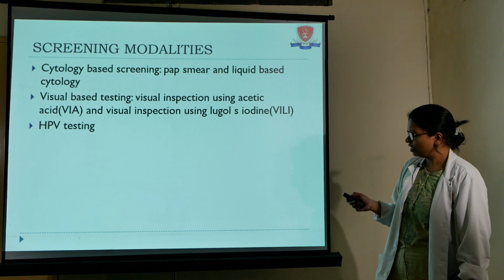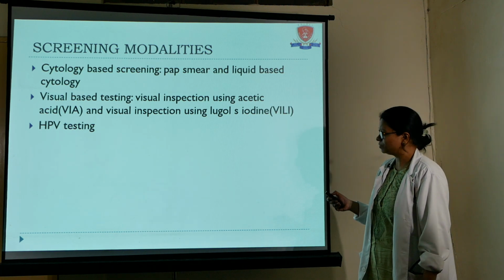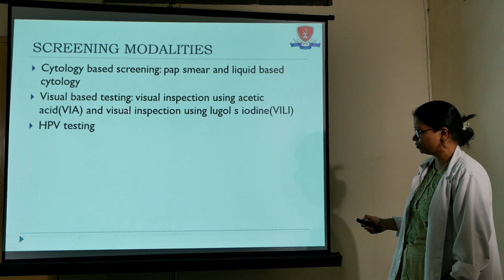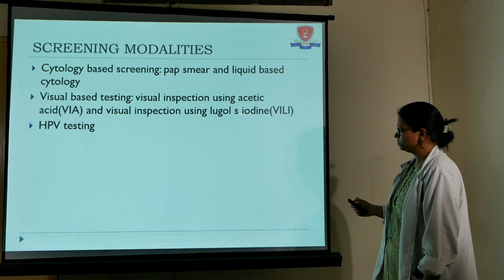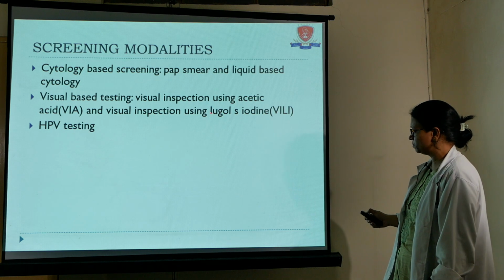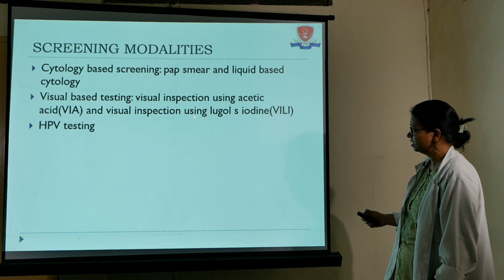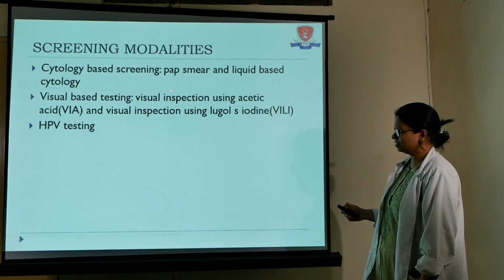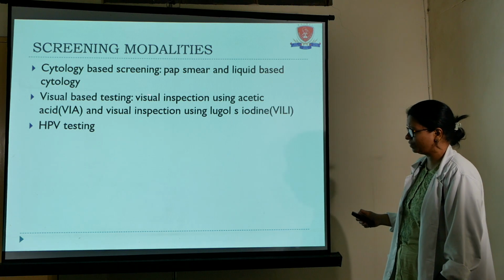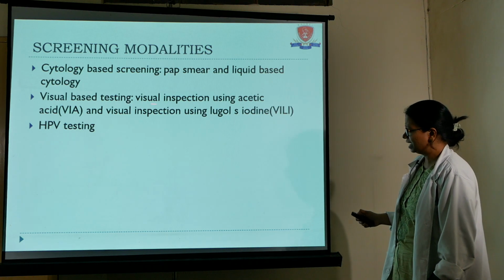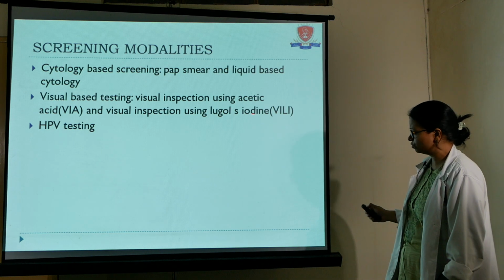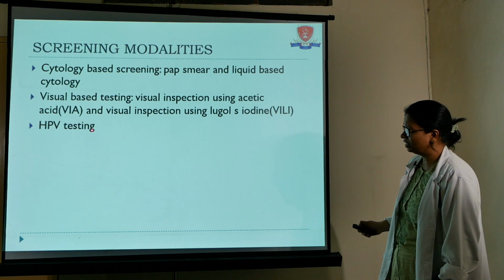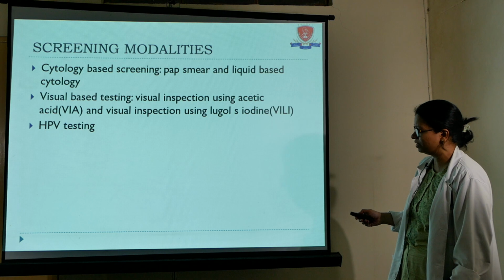So we have cytology based screening, that is pap smear and liquid based cytology, and visual based testing, that is visual inspection using acetic acid and visual inspection using Lugol's iodine. This is for poor settings where we don't have adequate facilities, so we can at least see with acetic acid and Lugol's iodine, that is also known as the Schiller's test. Then finally we have HPV testing, which is being recommended these days.